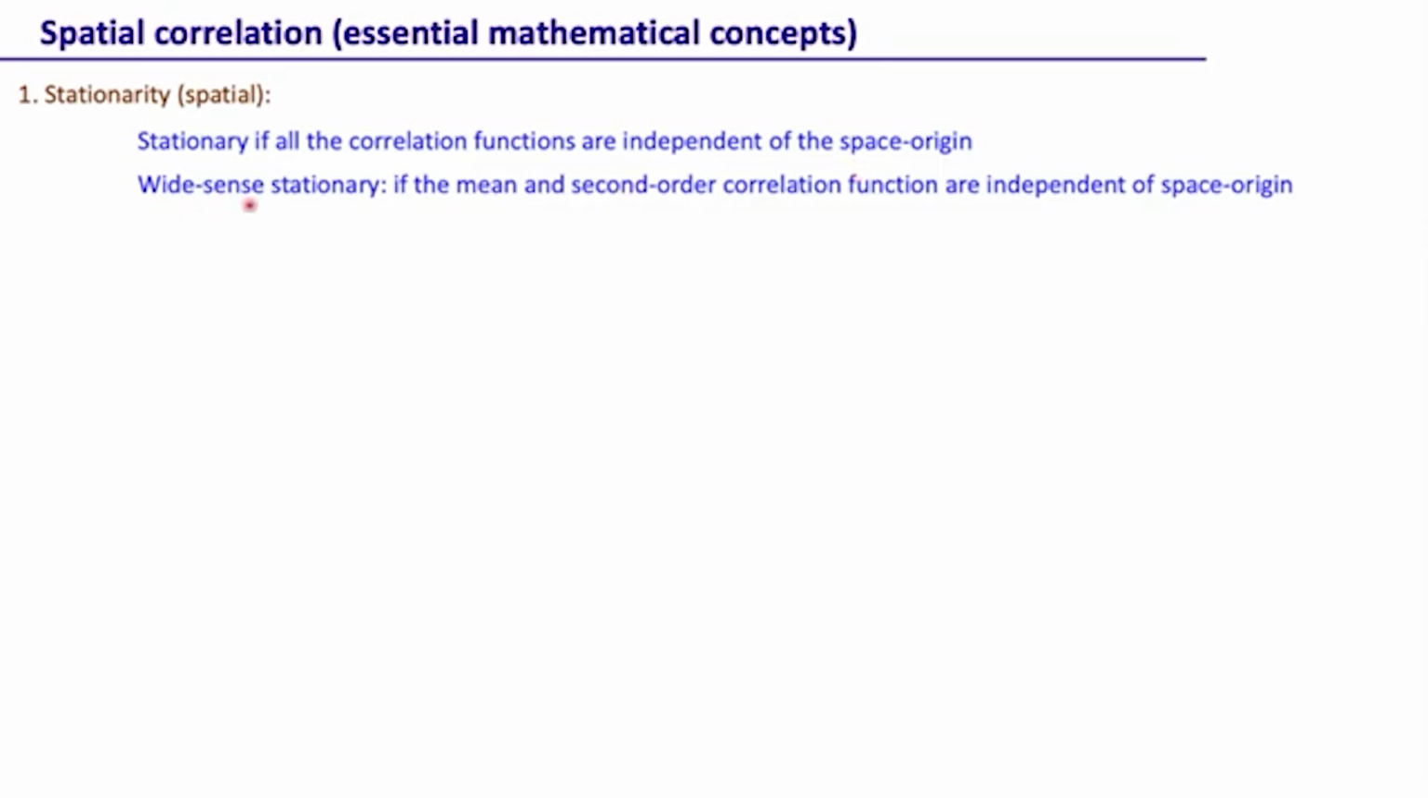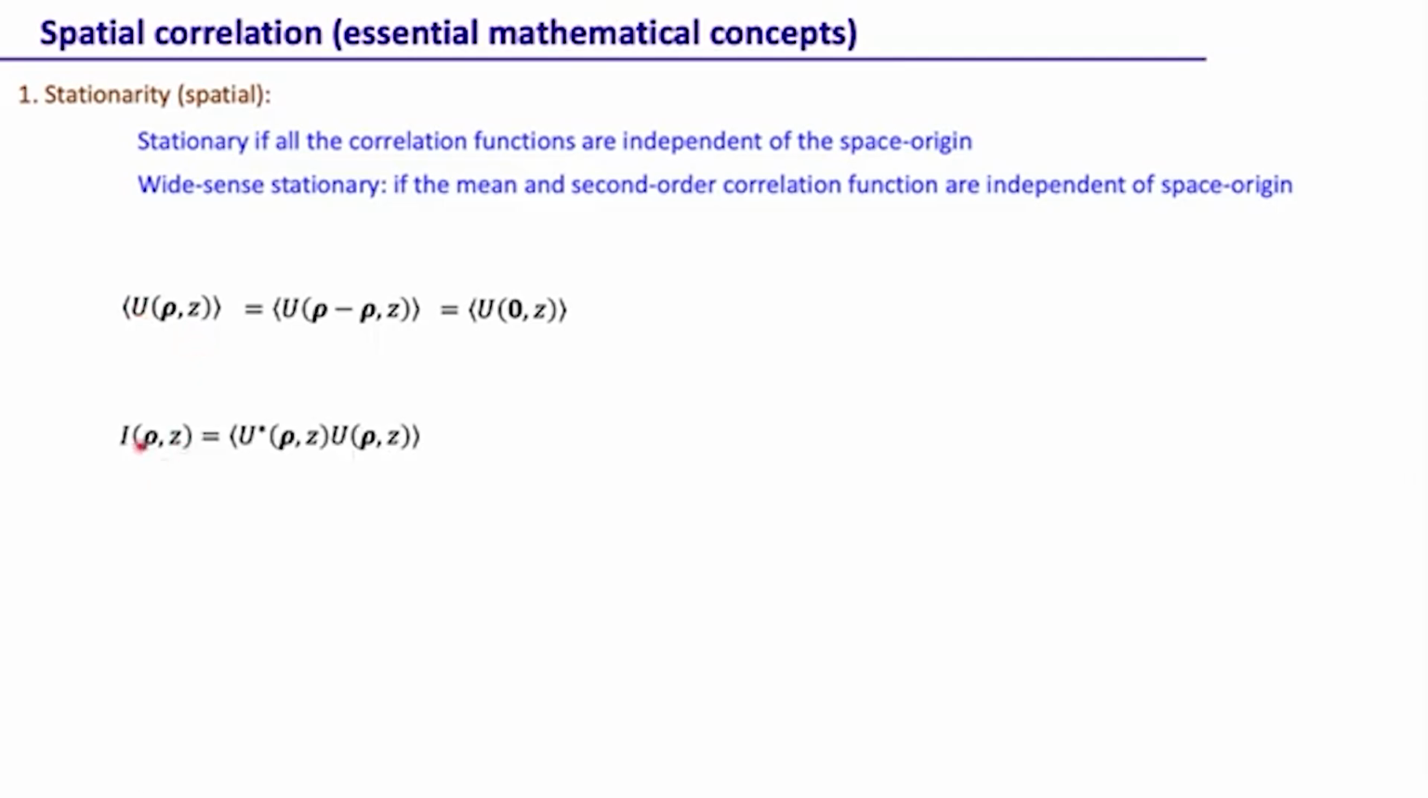We can also have the concept of wide sense stationarity, and this means that the mean and the second order correlation functions are independent of the space origin. So if we just take the field itself, then U(ρ, z) should be the same as U(ρ − ρ, z). If we shift it by ρ, it should not change, and ρ − ρ is the same as 0. So the field at ρ should be the same as the field at the origin. That's the condition on the mean of the field.